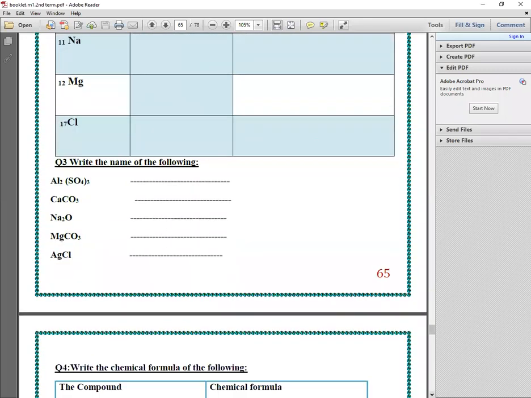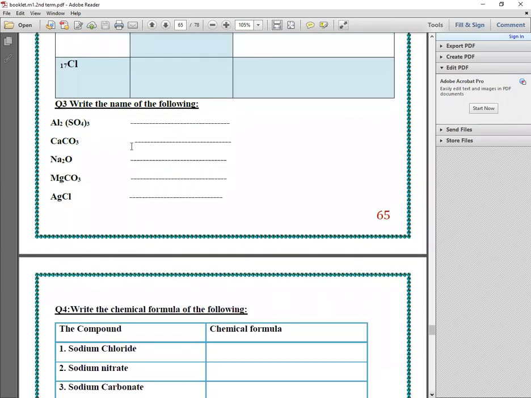Question number 3, write the names of these compounds. Here, Al2(SO4)3. Start with the Al. Al is the symbol of aluminum. SO4 atomic group is called sulfate. So this compound is called aluminum sulfate.